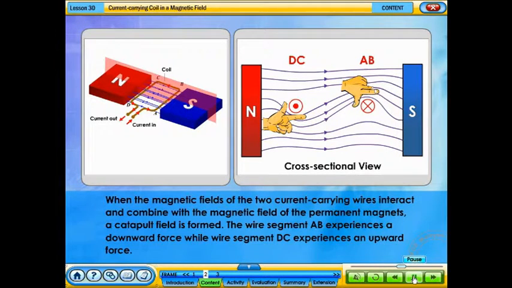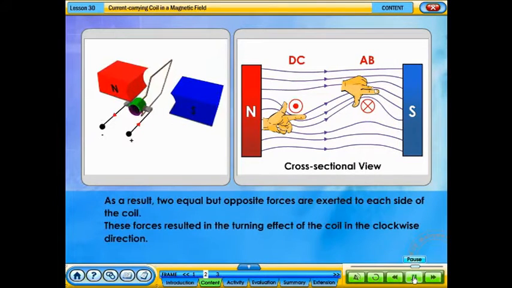When the magnetic fields of the two current-carrying wires interact and combine with the magnetic field of the permanent magnets, a catapult field is formed. The wire segment AB experiences a downward force, while wire segment DC experiences an upward force. As a result, two equal but opposite forces are exerted on each side of the coil. These forces result in the turning effect of the coil in the clockwise direction.